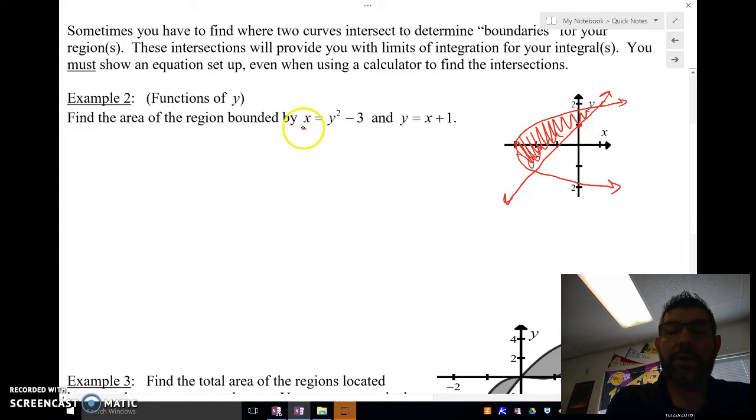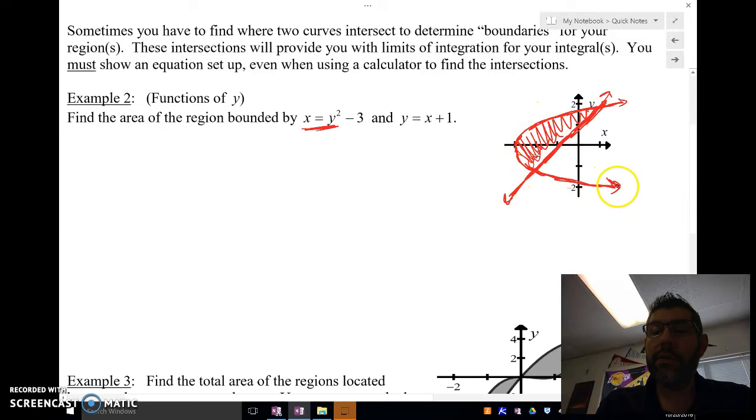Now, since this is in terms of x, we're gonna go vertically here. So we're gonna be doing the outer function, which is gonna be, what's the outer function here? That's going to be this one here. So we're gonna go this one here minus this one here. I guess I could use different colors.